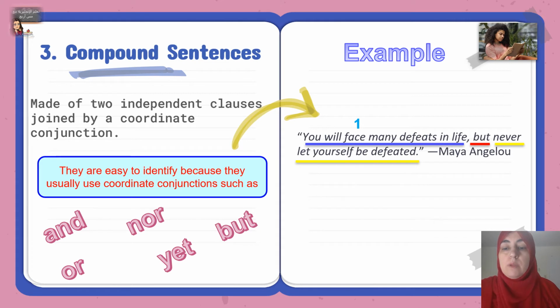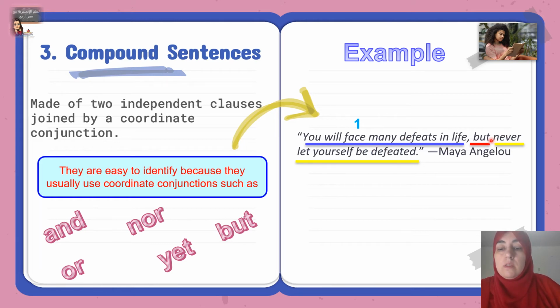You will face many defeats in life, but never let yourself be defeated. This is a quote by Maya Angelou. Let's look at this one here. You will face many defeats in your life. This is the first independent clause. Can I take it and put it separately as a full sentence? Yes, it is totally independent. It can stand alone as one full sentence.